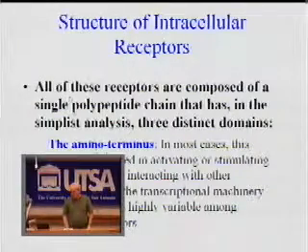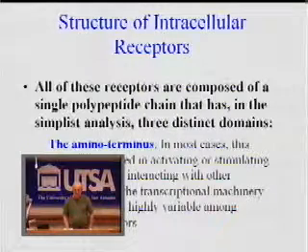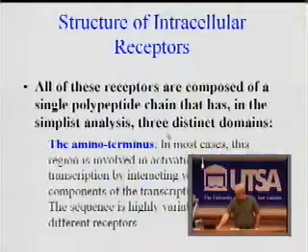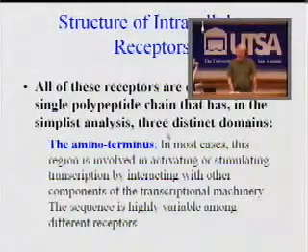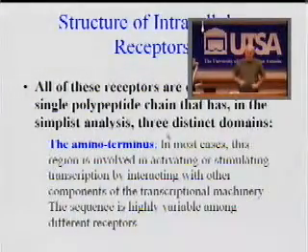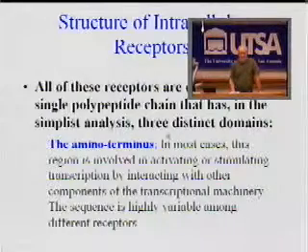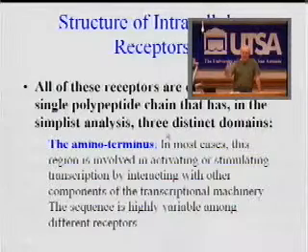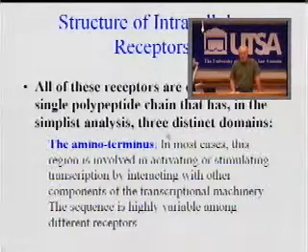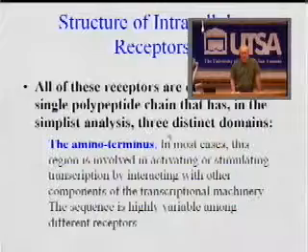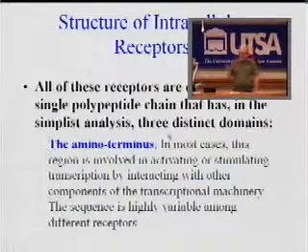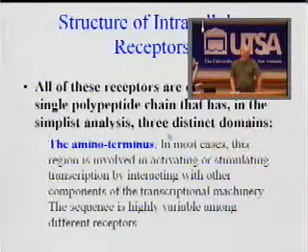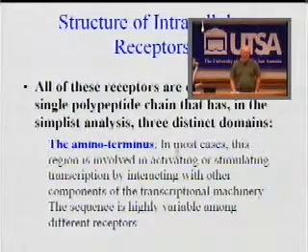So they're composed of just a single polypeptide chain, so there's no complexing with other subunits. And in the simplest analysis, there are 3 distinct domains: the amino terminus and carboxy terminus and the things in between. So this is rather routine, as we know, for considering the structure of proteins. And there can be more sophisticated and complex ways of evaluating them, as you will see, especially for the membrane receptors that are much more complex in their overall structure.